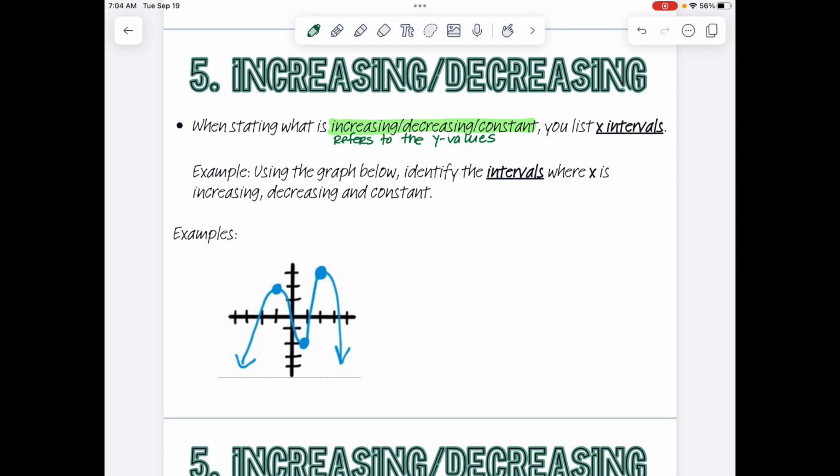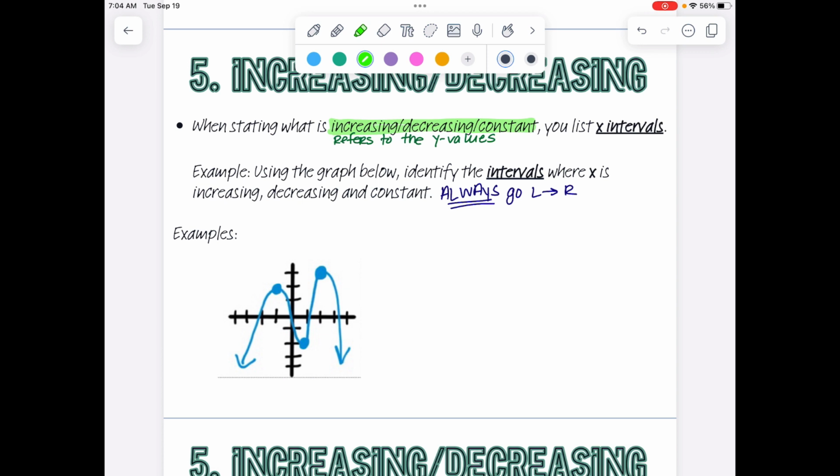Okay, so increasing, we are always going from left to right. Always, always, always. We're always going from left to right. Think about a number line. Go left to right.